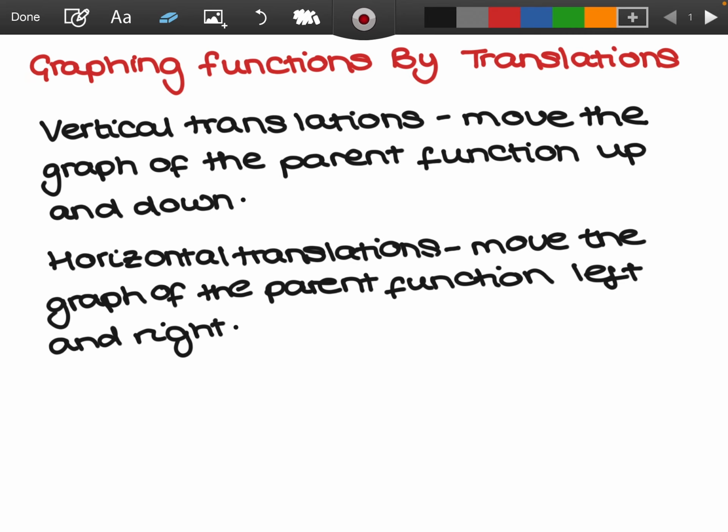So you take your parent function, your basic function, and a vertical translation will somehow move it up or down or compress it or stretch it, etc., in that y direction. So we're dealing with something that's vertical. A horizontal translation is anything that deals with anything across the x-axis. So it's going to move it left or right, or it's going to stretch it or compress it along that x-axis.